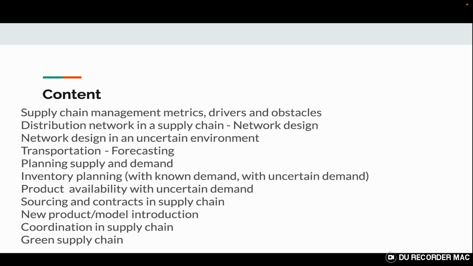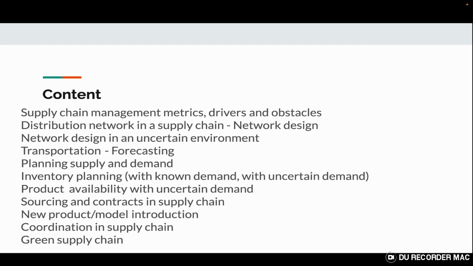So we're looking at network design, how it is being affected by various uncertain environments such as COVID, war, and so on. We'll be looking into transportation, how forecasting is made, why it is important, and how to ensure that stability of food product can be maintained.